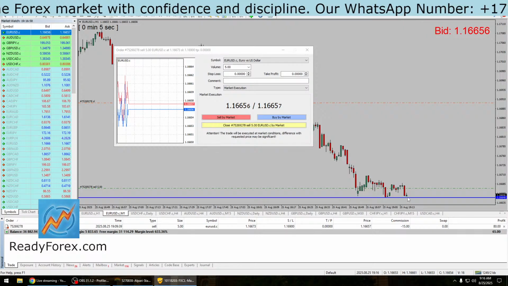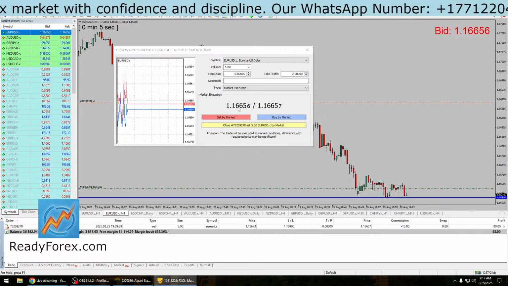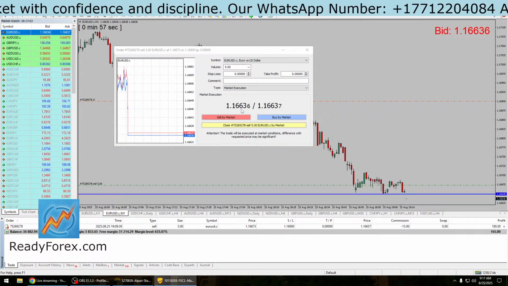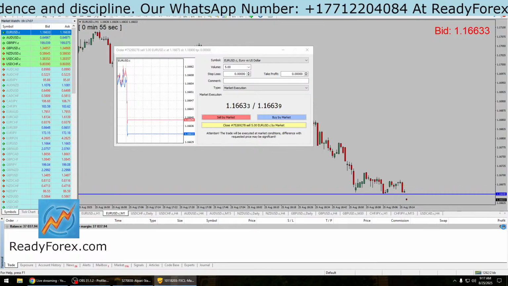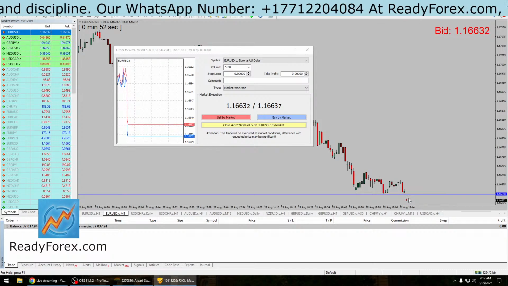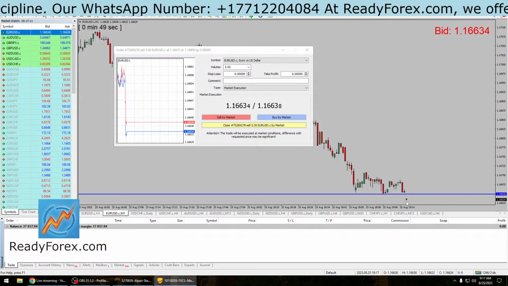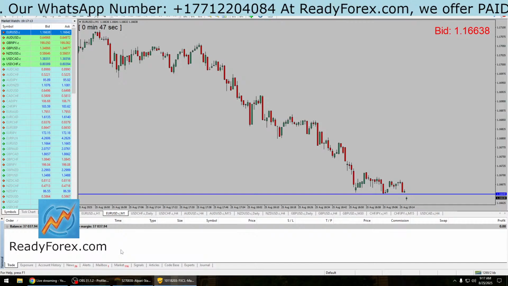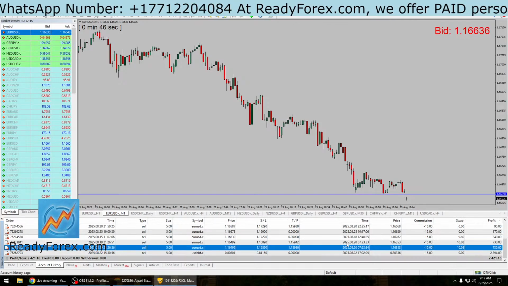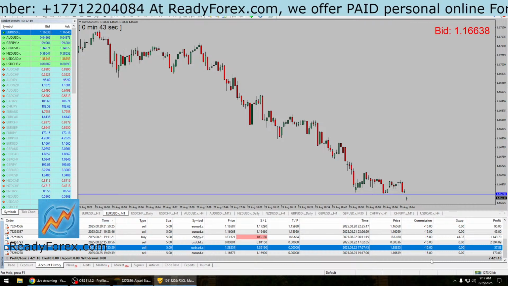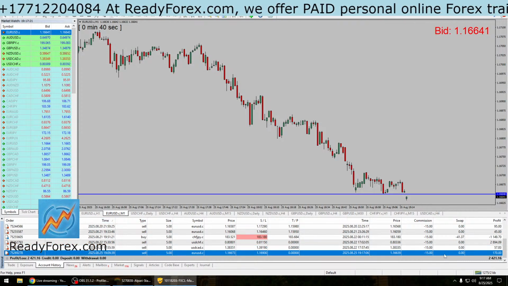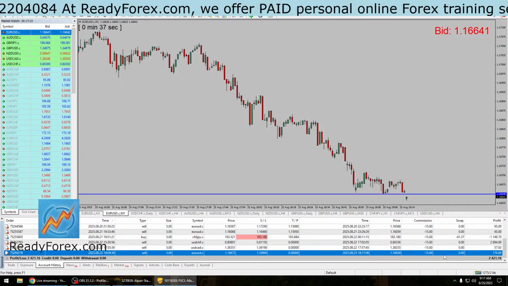So 1.1665, this is the current price. Okay, took it out and closed. You see it opened with a gap. Now it went down, so I closed that trade with a profit. Here's the trade. Downward. This is the one. This is the trade in euro.